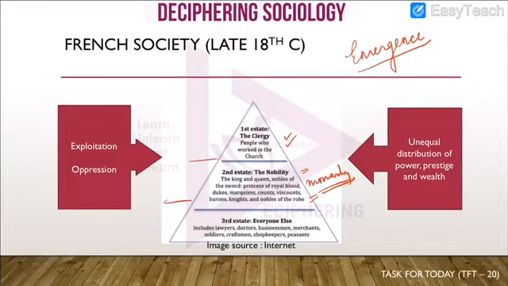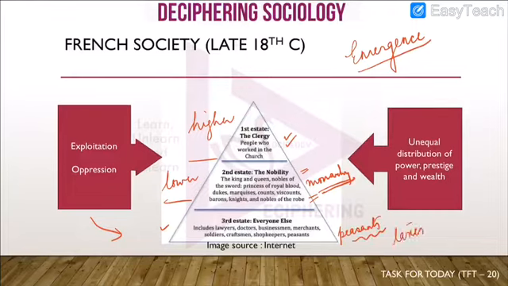So hierarchically, these are lower than the first estate. The third estate, which was the oppressed and the exploited estate, consisted of the lawyers, the doctors, the merchants, soldiers, workers, peasants. They had no voice and they had to pay the taxes for the nobility as well as the clergy. These taxes were used by the higher estates to enjoy their life, to lead a lavish life. This was the French society. Now what about India?